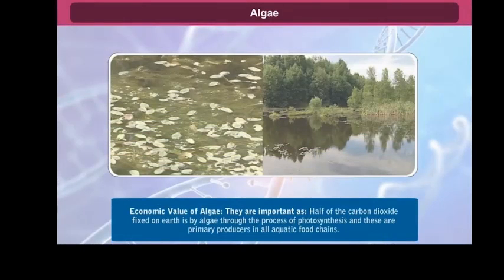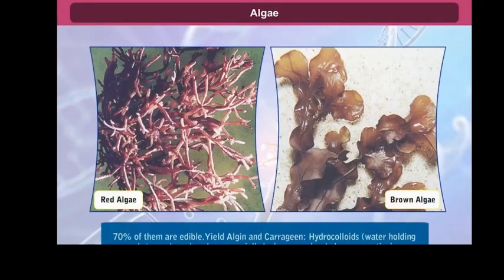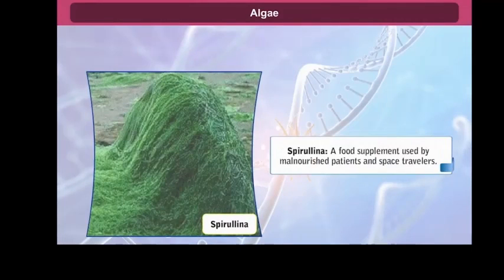Economic value of algae. They are important as half of the carbon dioxide fixed on Earth is from algae through the process of photosynthesis, and these are primary producers in all aquatic food chains. 70% of them are edible, yield algin and carrageen, hydrocolloids, water-holding substances, produced commercially by brown and red algae respectively. Spirulina, a food supplement used by malnourished patients and space travelers.